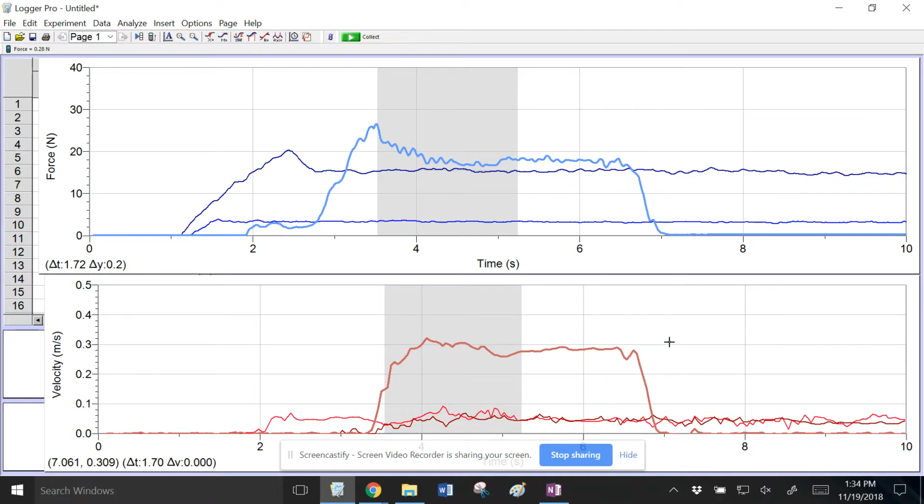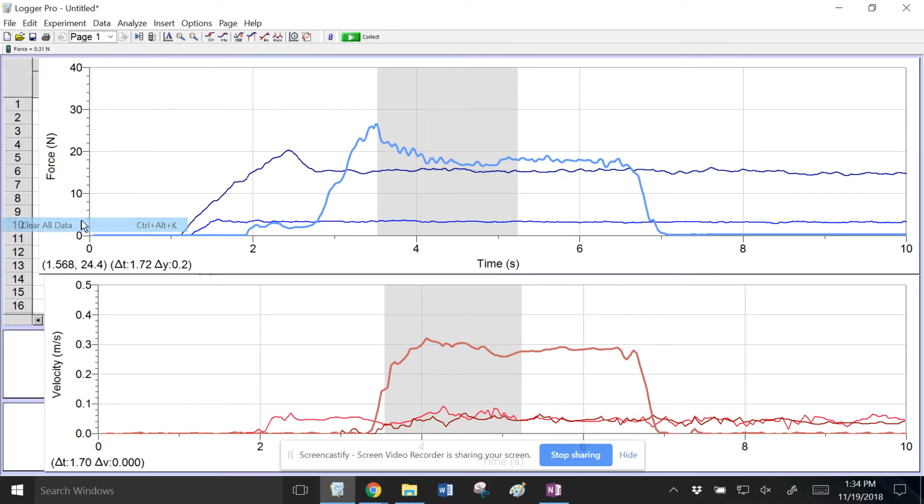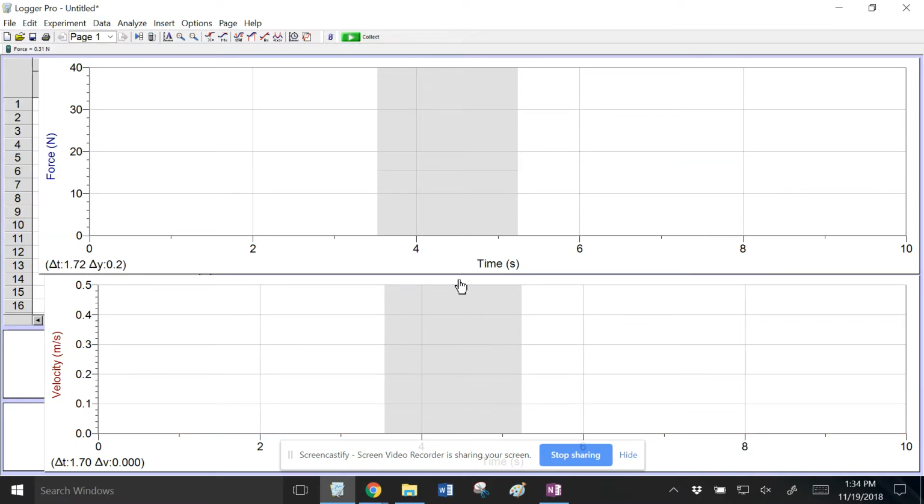You kind of notice, though, this kind of topography over here. Okay, and I'm going to clean this up a little bit so we can take a closer look at what's going on here. Data, clear all data. Okay. All right. Is there friction right now?